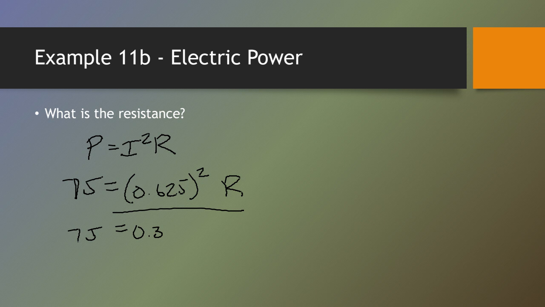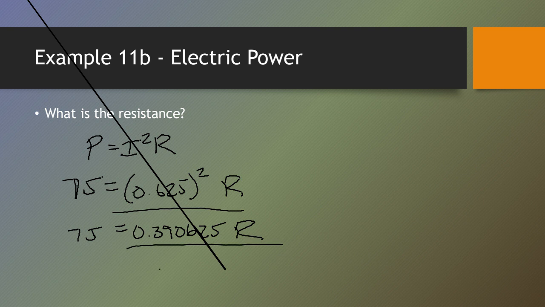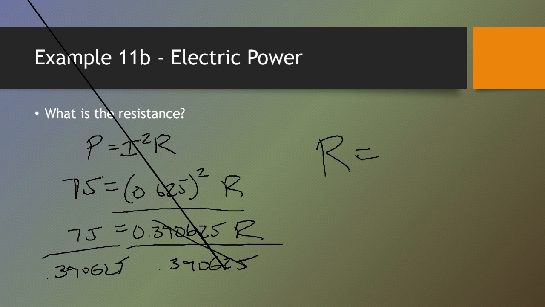That's R. We'll just then divide by 0.390625. And you should still get the resistance to be equal to 192. And you do. I was just making sure I didn't make any mistakes. So it doesn't matter which of the formulas or which way you do it, you can solve it either way.